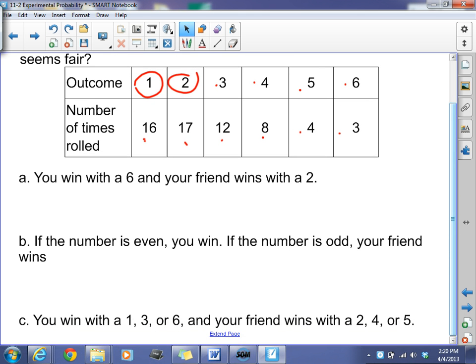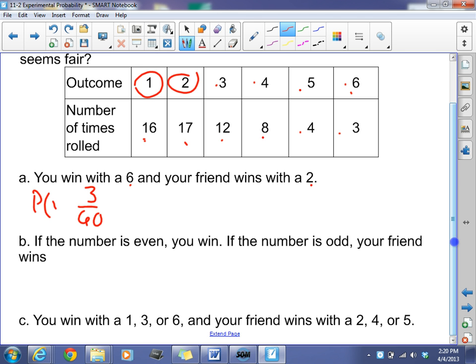Alright, so the first one. The first game is you win with a 6 and your friend wins with a 2. Now to see if this game is fair or not, all we have to do is create the experimental probability. That's all we're going to have to do. So remember, my bottom number is 60. My top number, so 6, rolled a 6 3 times. So the probability of you is going to be 3 over 60. Now I'm going to reduce that, and that's going to equal 1/20th.